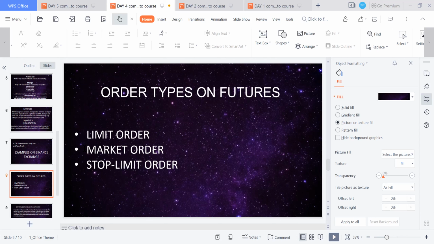You understand? So if you don't really understand it, you can still go back to spot. Okay, let me just give you an example. Let me illustrate it to you on the Binance app.